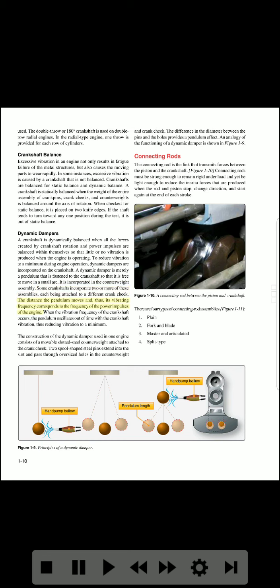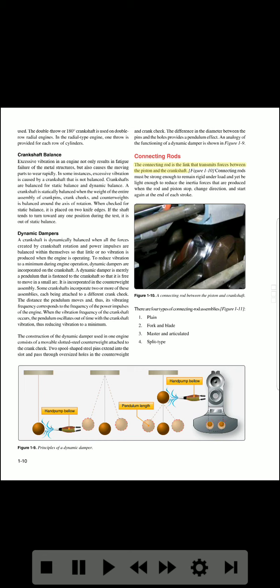The distance the pendulum moves and, thus, its vibrating frequency corresponds to the frequency of the power impulses of the engine. When the vibration frequency of the crankshaft occurs, the pendulum oscillates out of time with the crankshaft vibration, thus reducing vibration to a minimum. The construction of the dynamic damper used in one engine consists of a movable slotted steel counterweight attached to the crank cheek. Two spool-shaped steel pins extend into the slot and pass through oversized holes in the counterweight and crank cheek. The difference in the diameter between the pins and the holes provides a pendulum effect. An analogy of the functioning of a dynamic damper is shown in Figure 1-9.